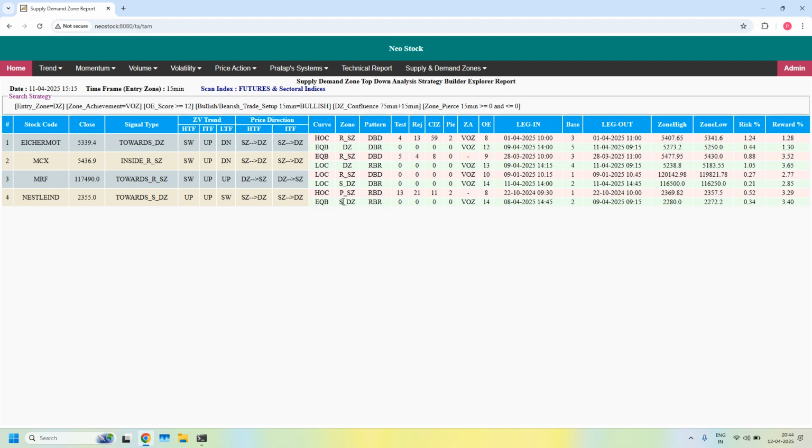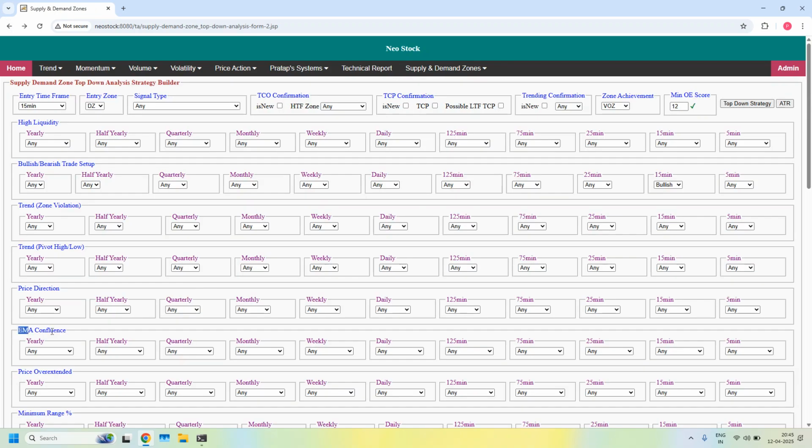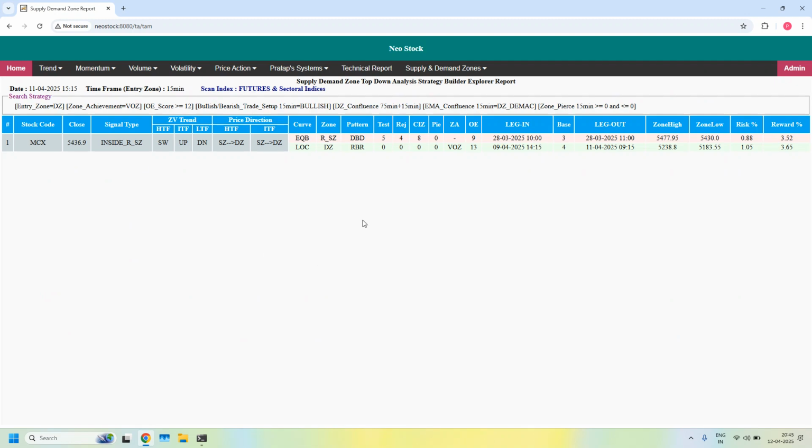In these 4 stocks, 15 minutes demand zones are overlapped with 75 minutes demand zone. And 75 minutes trend is up in all the 4 stocks. So that's why if the 75 minutes demand zones are having daily EMA confluence, then these 15 minutes demand zones might be having more high probability to get success. Let's filter. 15 minutes demand zone with daily EMA confluence or not, we are checking. One stock is filtered. Probably this 15 minutes demand zone might be having more high probability to get success.